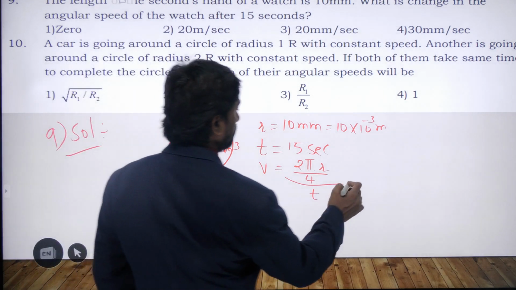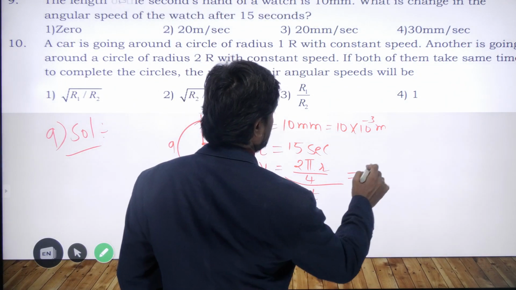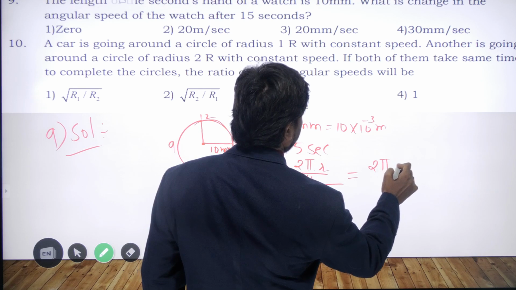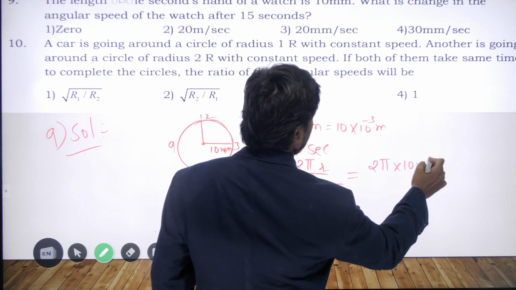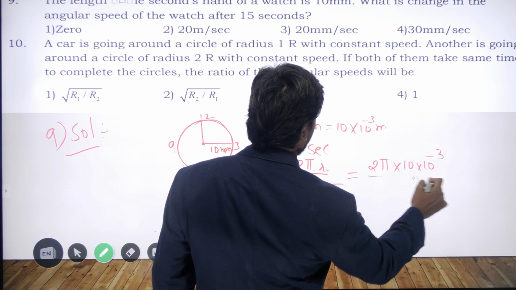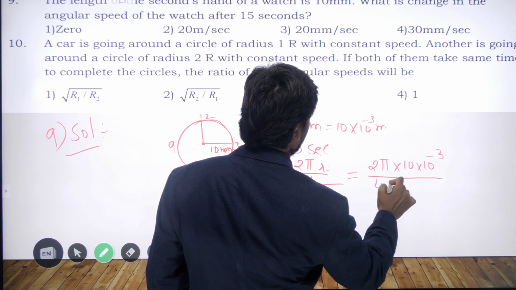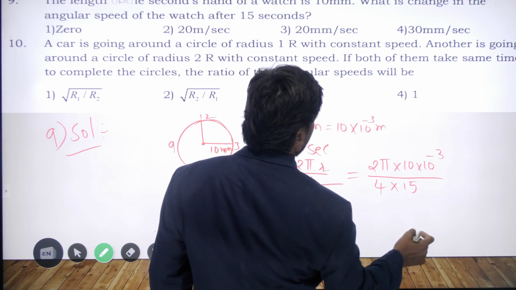Okay. So now how much do we get here? That is 2 pi into r value, how much is it given? 10 into 10 to the power of minus 3, divided by 4 into t, how much is it? 15. 15 seconds.